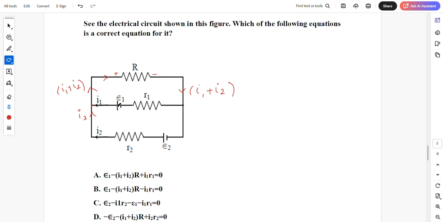I told you current I1 is leaving the positive terminal of the battery. At the negative terminal, the same I1 should come here. This is again a junction here. I1 goes here and I2 goes here. Why does I2 go? Because I2 is leaving this positive terminal of the battery, right?